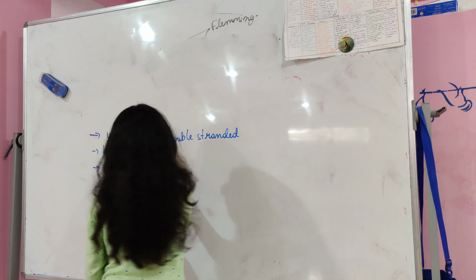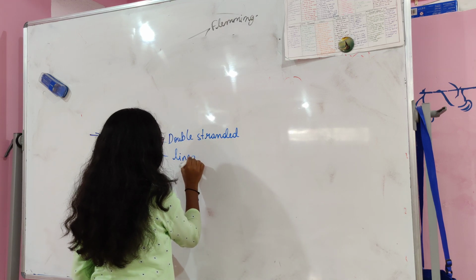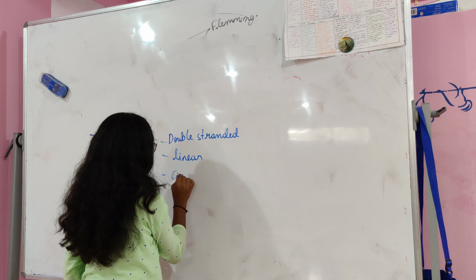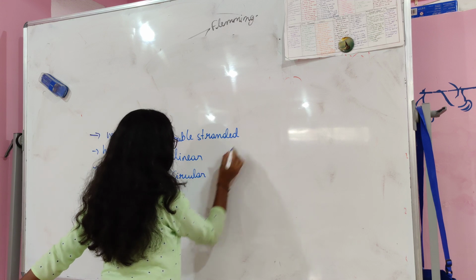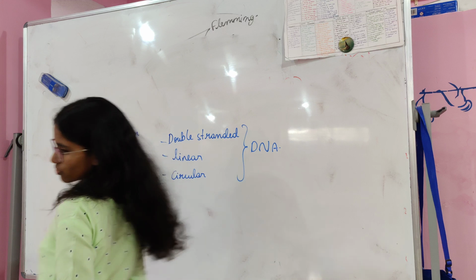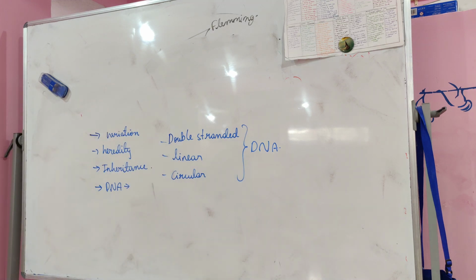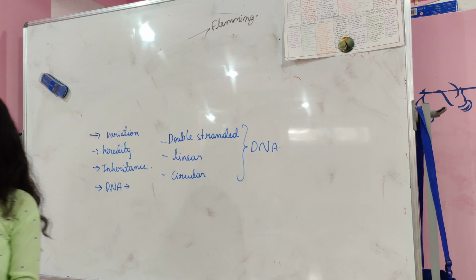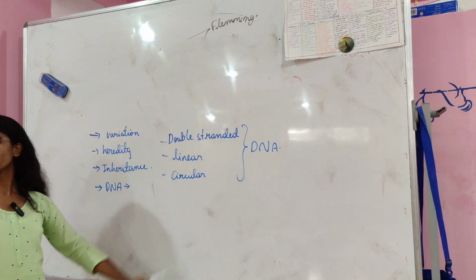It can be double-stranded, it can be linear, it can be circular. In that DNA का part नहीं होगा. Okay. I'll show you right now. DNA. Put a box here and write that DNA is double-stranded, linear, and circular.